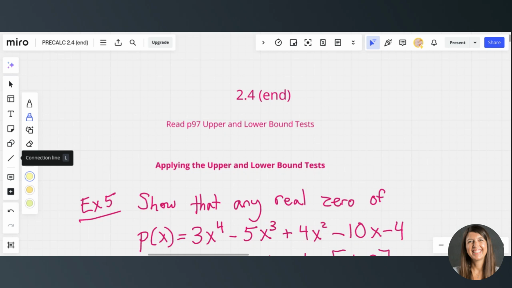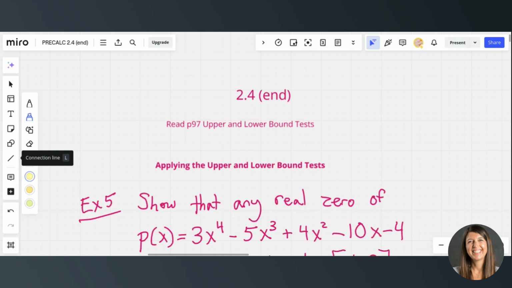What I want you to do first is pause this video and read on page 97 the upper and lower bound test. It's the box in the middle of the page. So go ahead, read over that, and you can pause this video now.